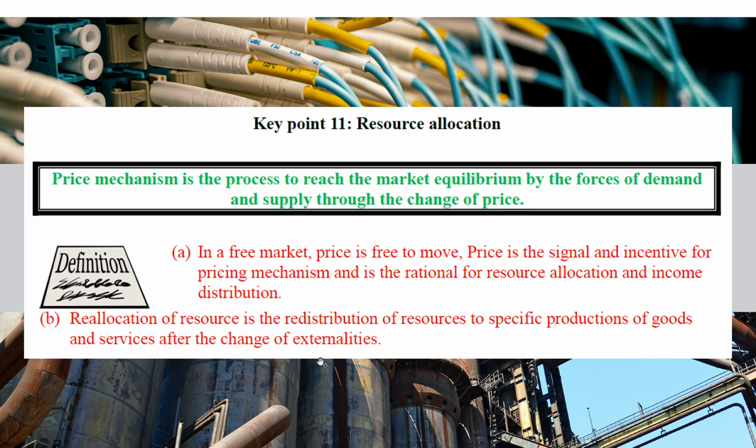And because all people are rational, there is reallocation of resources. Reallocation of resources is the redistribution of resources to the production of specific goods and services after a change of externalities. For example, increase the supply, increase the demand, change the price and change the Q. An increase of Q means more resources. A decrease of Q means fewer resources.